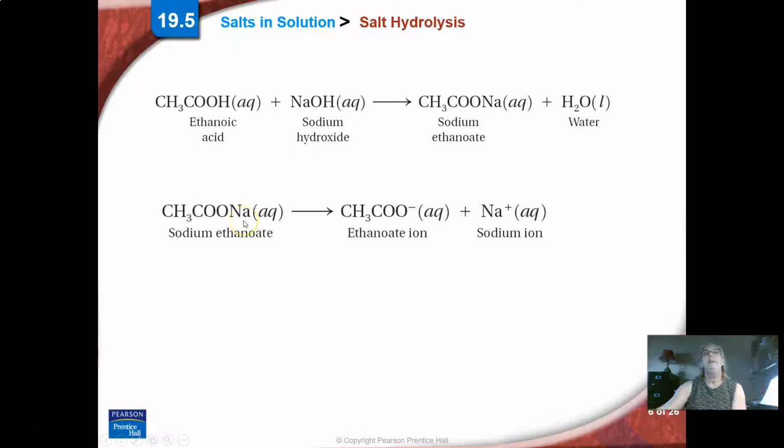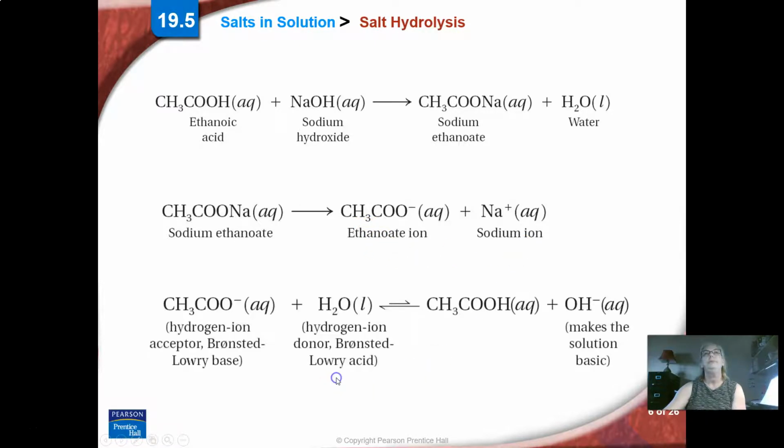If I throw that sodium ethanoate salt into water, it breaks into two pieces, ethanoate ion and sodium ion. That ethanoate ion will react with water and form ethanoic acid again and make some hydroxide. So it makes the solution basic. So if I add this salt to water, it makes the water basic. We have to be able to predict what's going to happen to water when you throw salt into it.